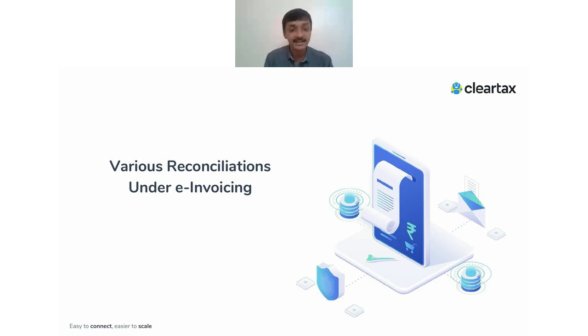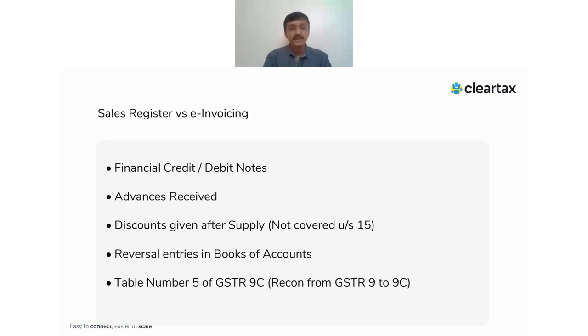So let us start with the various reconciliations which would arise because of e-invoicing. The first thing would be, I would have already raised an e-invoice. Next, I will download a dump of all the invoices for which I've raised the e-invoice from my sales register and try to do a reconciliation of both. This is my sales register, this is my details of e-invoicing. So I should do a reconciliation of these two.